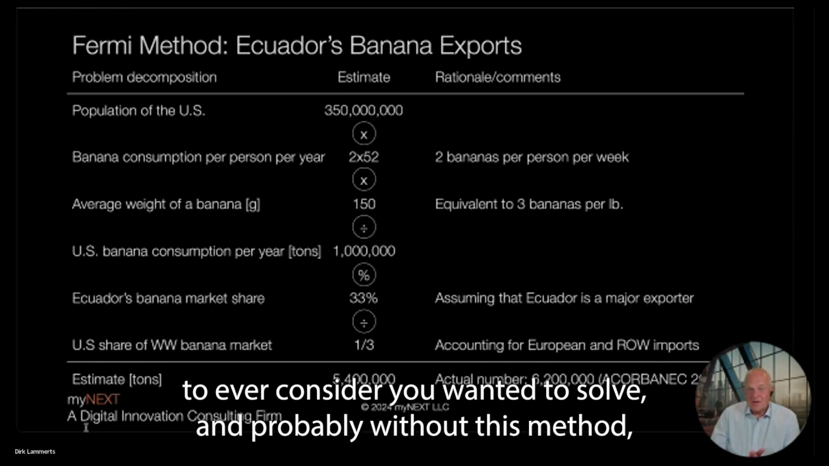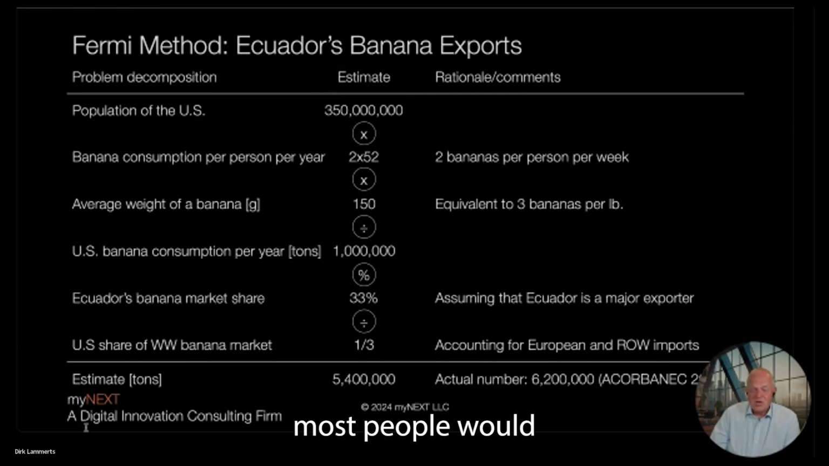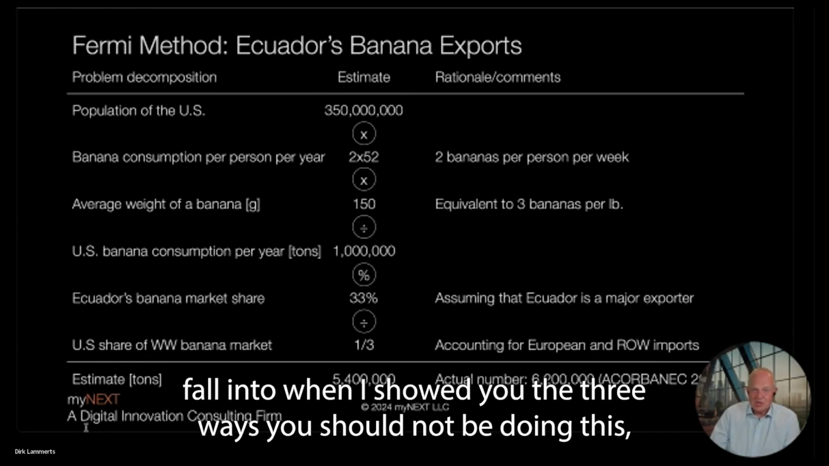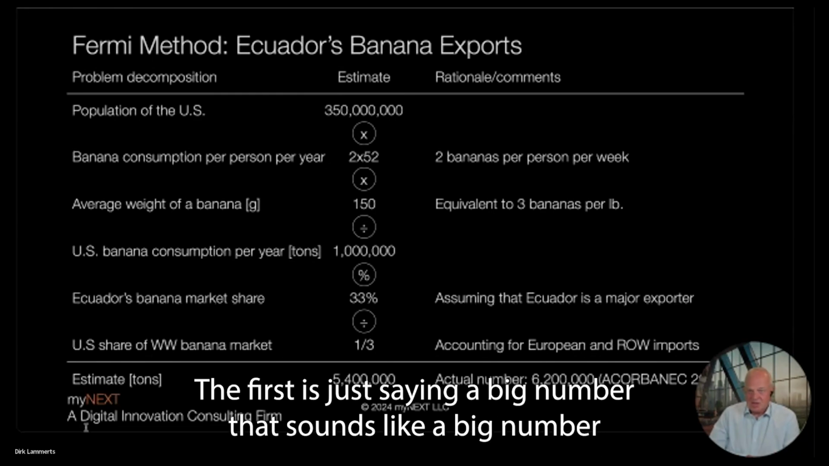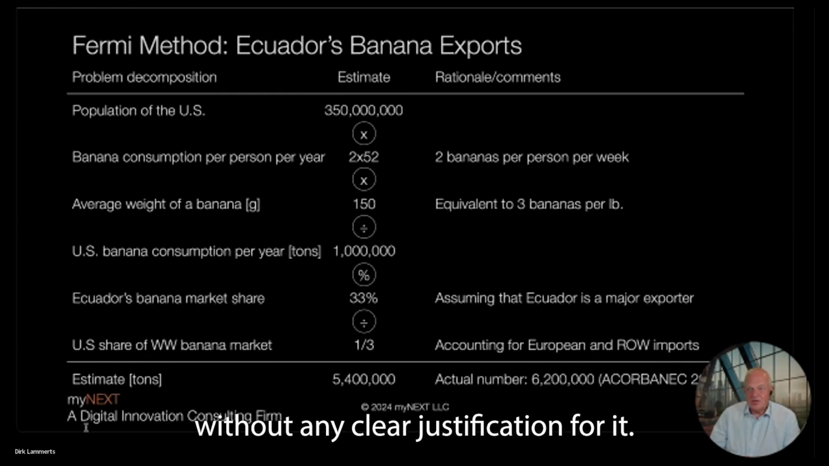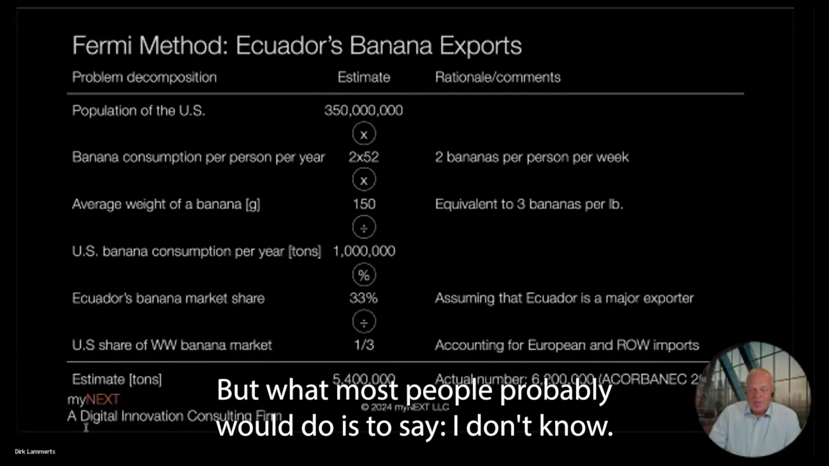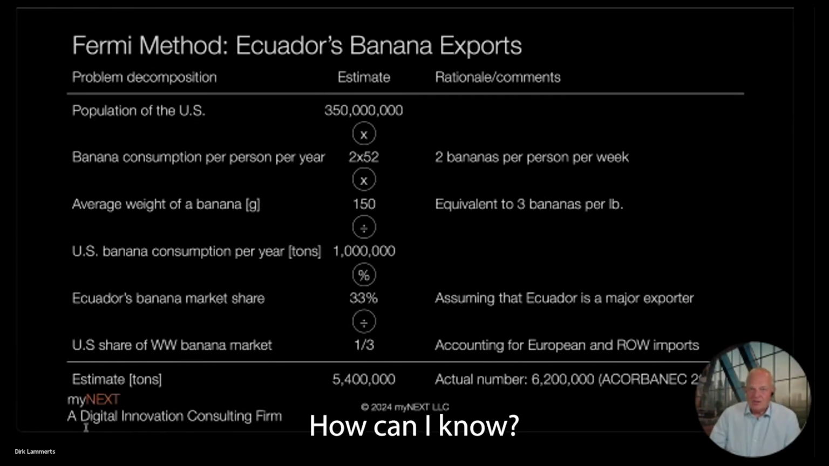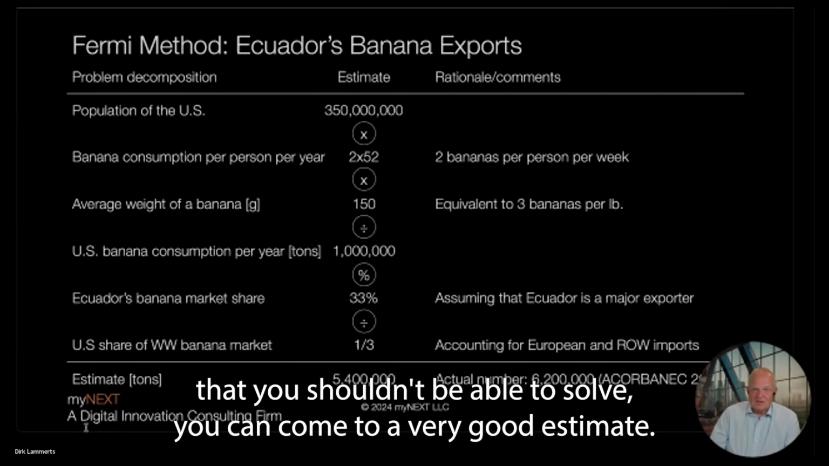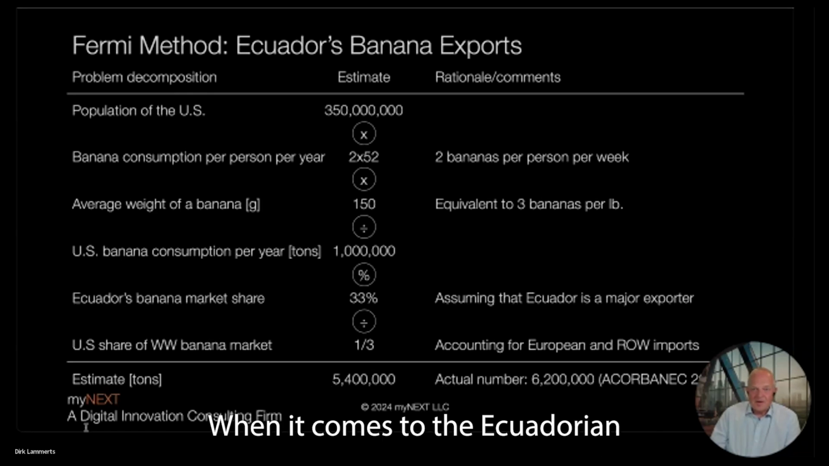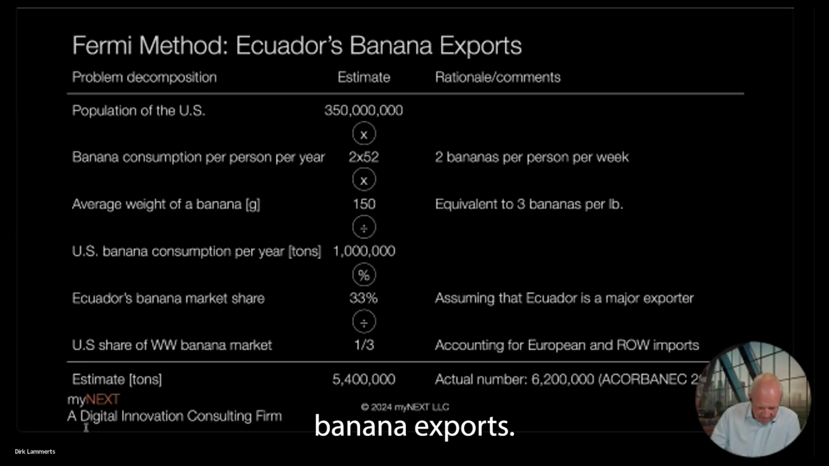And probably without this method, most people would fall into, when I showed you the 3 ways you should not be doing this, either the first or the third one. The first is just saying a big number that sounds like a big number without any clear justification for it. But what most people probably would do is to say, I don't know, how can I know? I really don't know how to approach this. And I hope I showed you that even for what seems like a question that you shouldn't be able to solve, you can come to a very good estimate when it comes to the Ecuadorian banana exports.